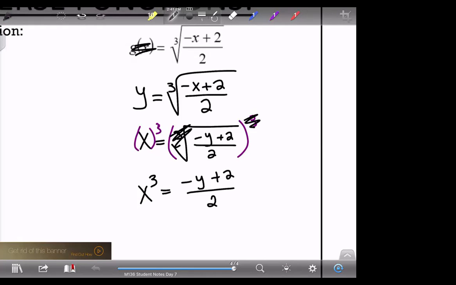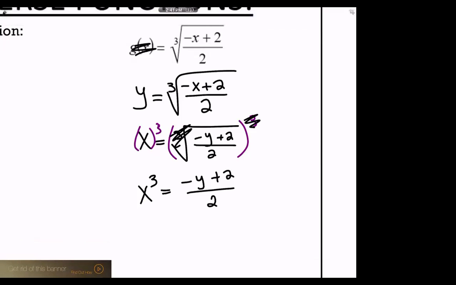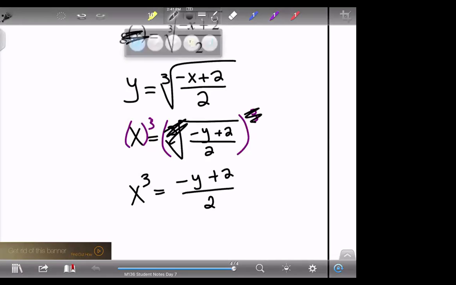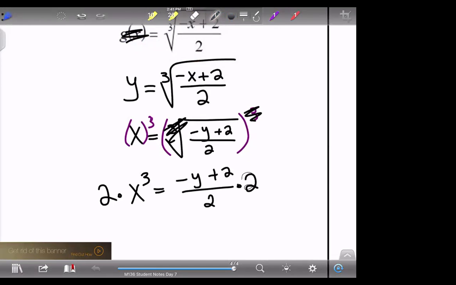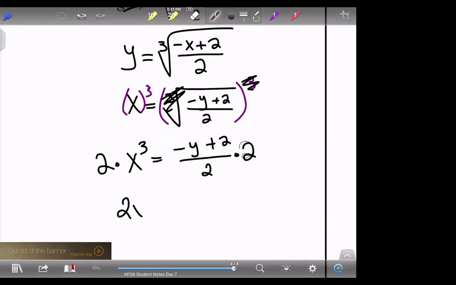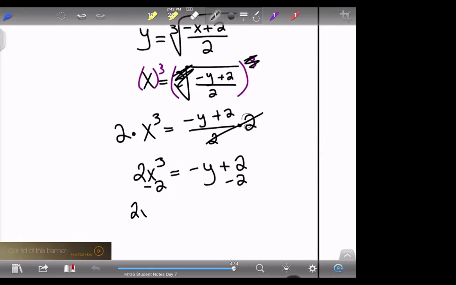Next up, we want to eliminate that fraction, so we're going to multiply by the denominator. Going to multiply by 2. Multiply the left-hand side by 2. So 2 times x to the third is 2x to the third. On the right-hand side, we're going to have negative y plus 2. Then we're going to subtract 2 from both sides. So 2x to the third minus 2 equals negative y.